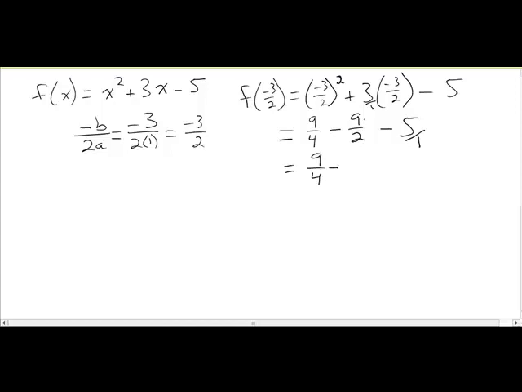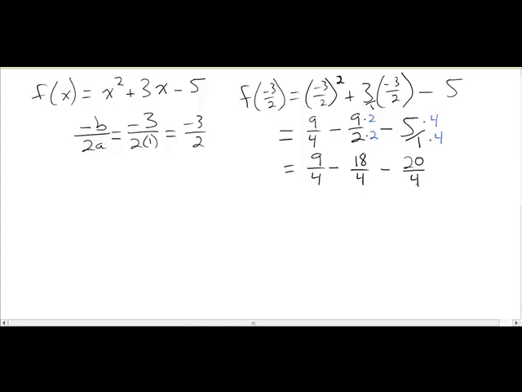What did I do here? I have to multiply by 2 on top and bottom to make that 4. And then on this last one, I'm going to have to multiply by 4 on top and bottom. So this becomes 18/4, and this becomes 20/4. And of course, you can reduce all of those and see that they're still equal to the right number.